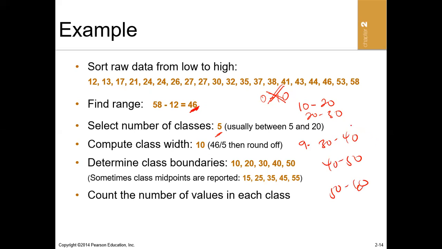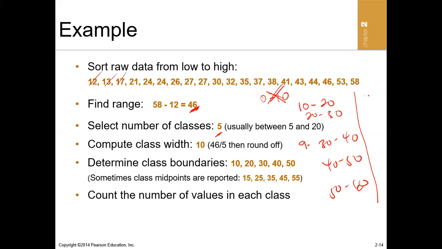And this will give us 5 classes. These 5 classes will be able to absorb all these figures from 12 to 58. Because between 10 and 20, we have 12, 13, 17.